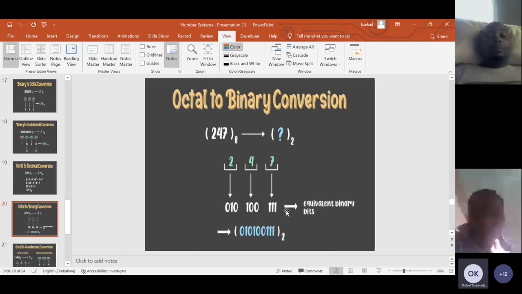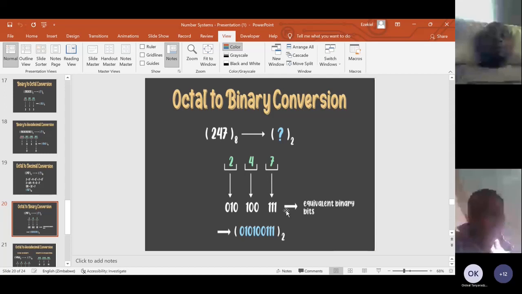I think I can proceed now to octal to binary. I think we've done binary to octal. Now we want to reverse from octal to binary. If you go to binary conversion to octal, you know that you are putting the binary digits in a set of three, and then we convert each and every set to base 10, or decimal. Then you get the equivalent number in octal. So we want now to reverse that.